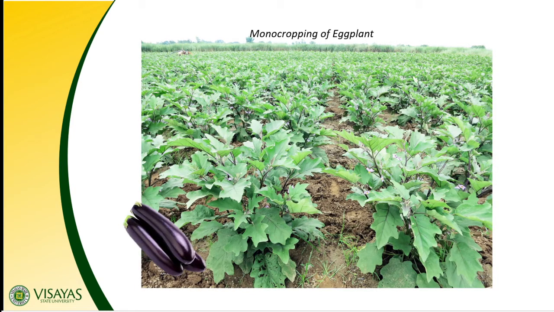And this picture shows the monocropping of eggplant. So only one crop is being planted in an area. And it is continuous. After the harvest of eggplant, another cropping of still the same crop, eggplant, is done.